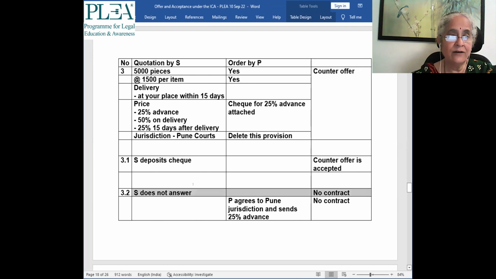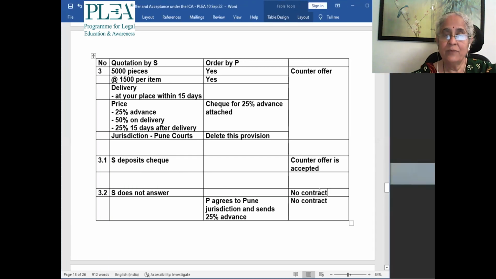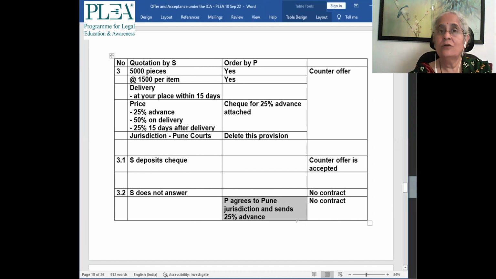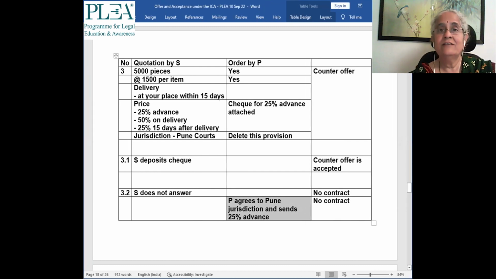Because here, this is just a counter offer. This counter offer is not accepted. And because it is not accepted, right? Because there is silence on the counter offer, the original proposal has lapsed. It stands revoked. And therefore, this is not an acceptance, and the seller is not bound to sell the goods.